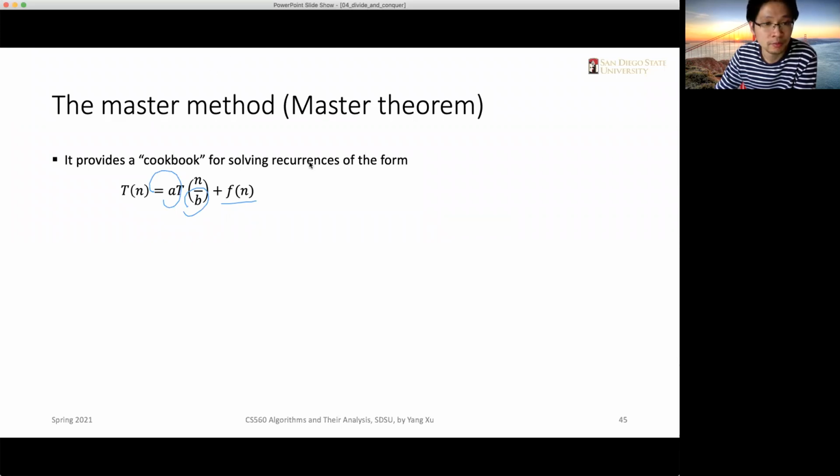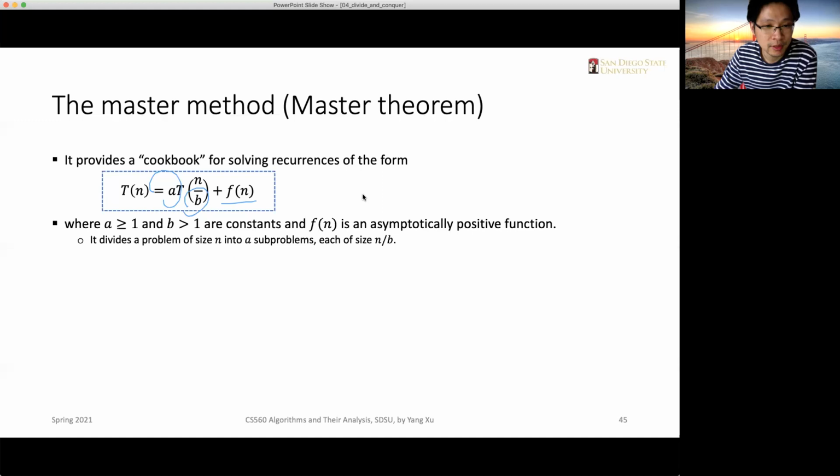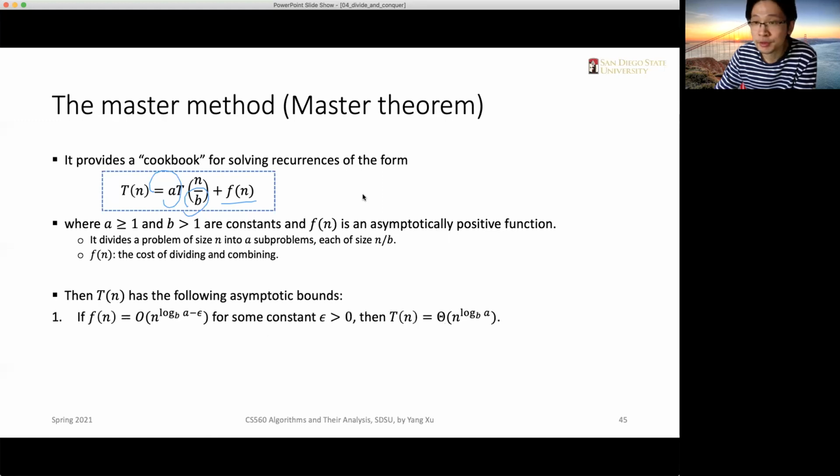So we need to make a comparison with two parts. The first part is a polynomial function, n raised to the power of logarithm base b of a. So that is one function, and the other one is f of n. So basically compare these two functions, and whichever grows faster basically dominates the running time, dominates the final solution here. So there are basically three conditions.